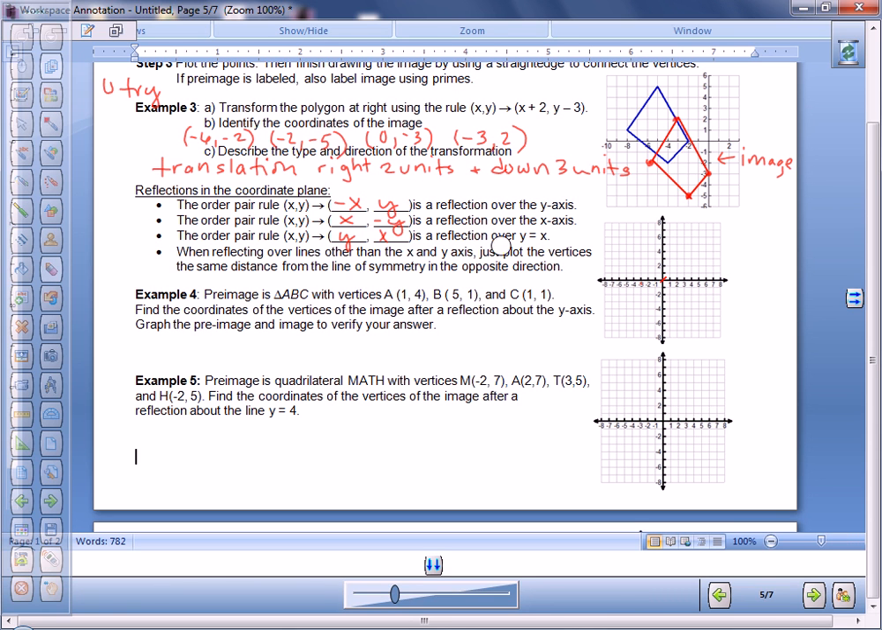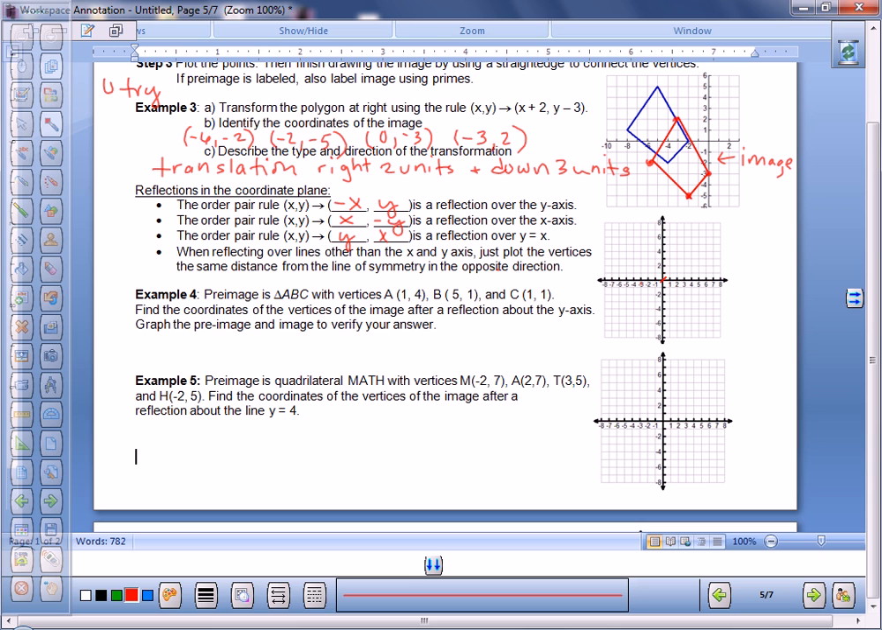So if we have something other than these, you may just want to sketch in the line, and then go the equal distance on the other side of the line. So if it was y equals 2, you would draw in a horizontal line where y is 2, and just go the opposite distance. If your point was up 2, then your reflected point would be down 2.